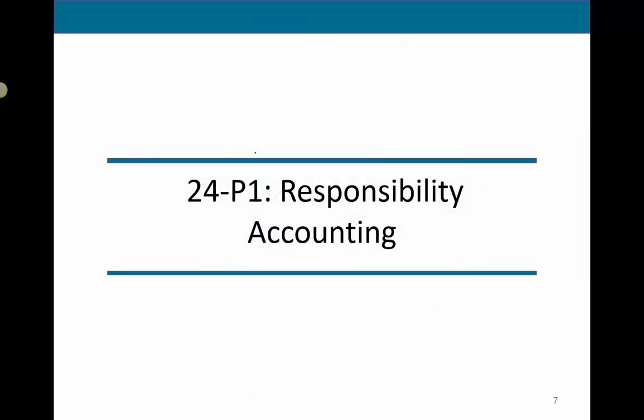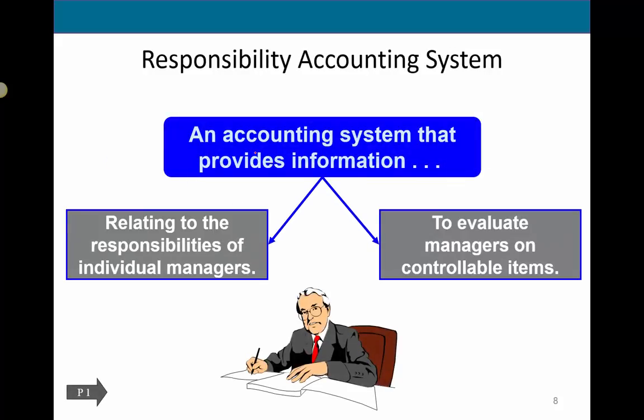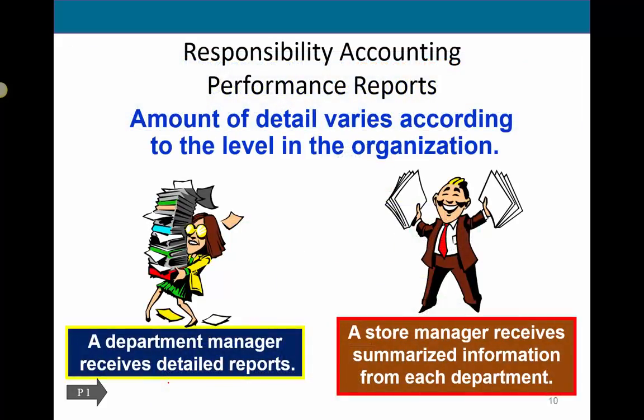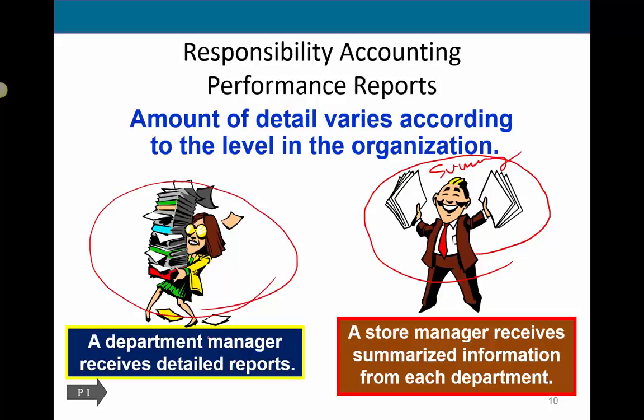So responsibility accounting means holding people accountable for what they can control, right? These are the responsibilities of individual managers, and we're evaluating them for controllable items. That's hopefully what the system does, right? Typically we have organization charts to help us understand the line of responsibility, so we can have clear lines of authority and who's responsible for what. Here, typically the manager, mid or top level, gets summary reports, right? And those down at the department level are going to get more detailed reports.